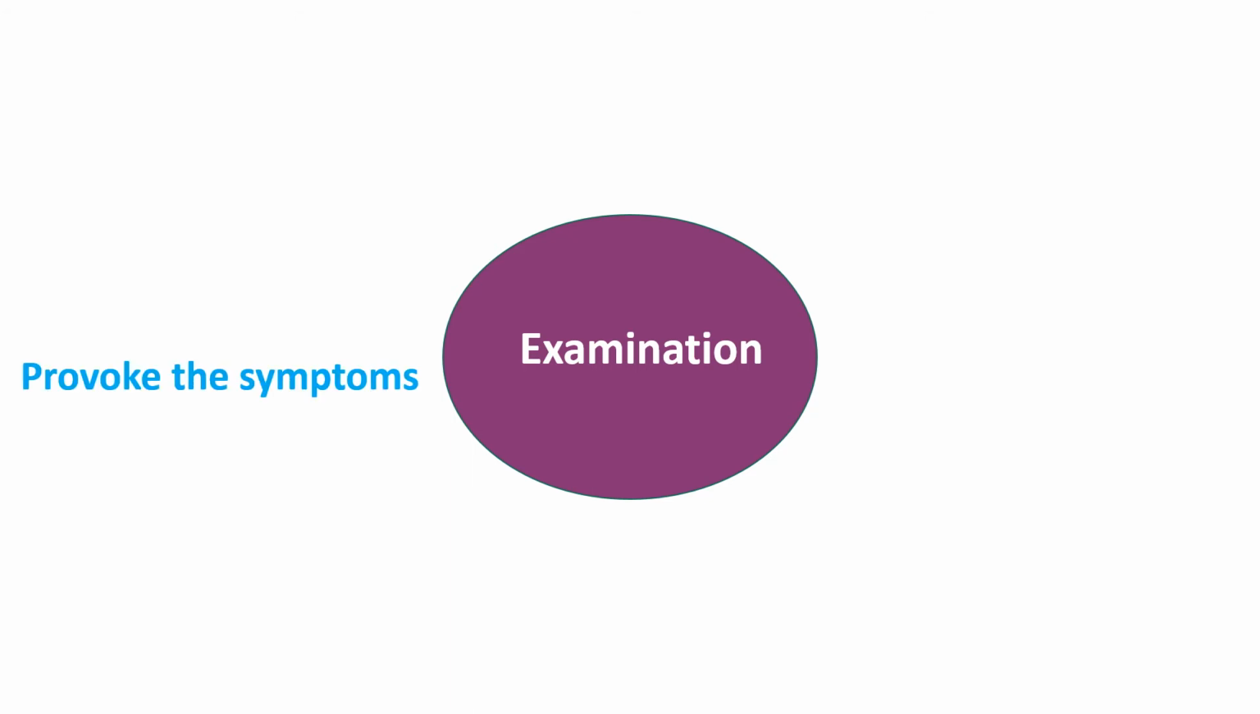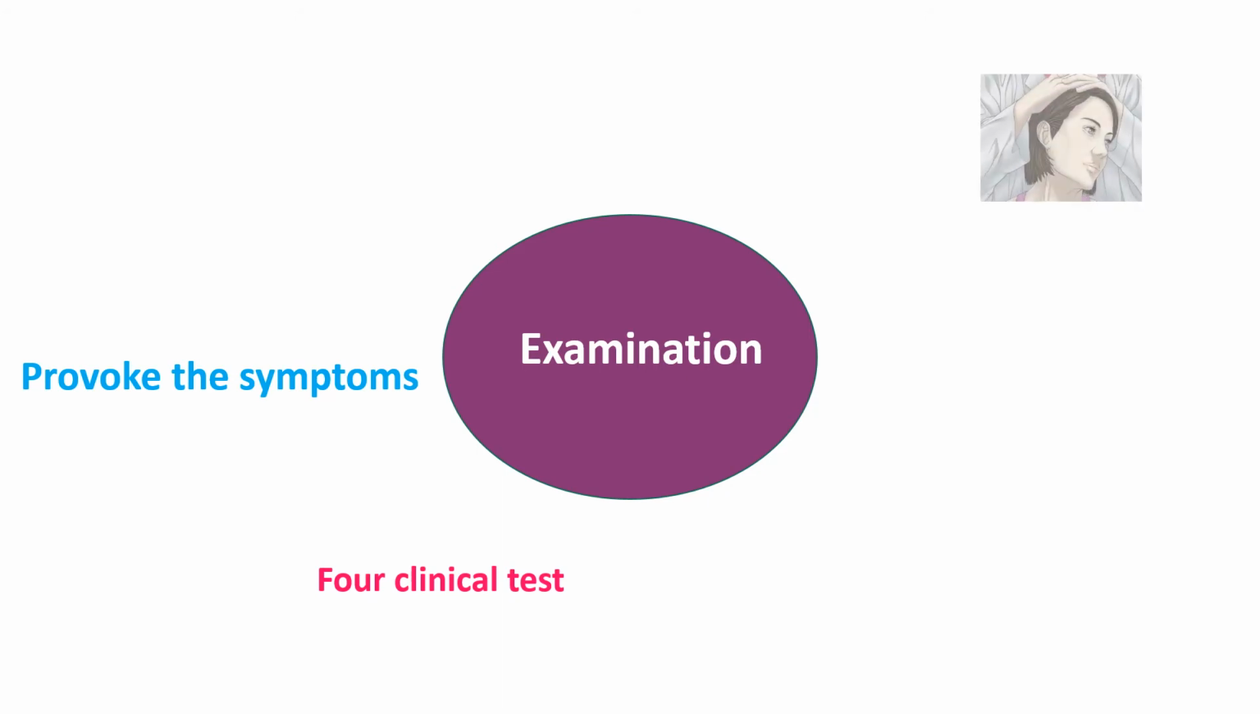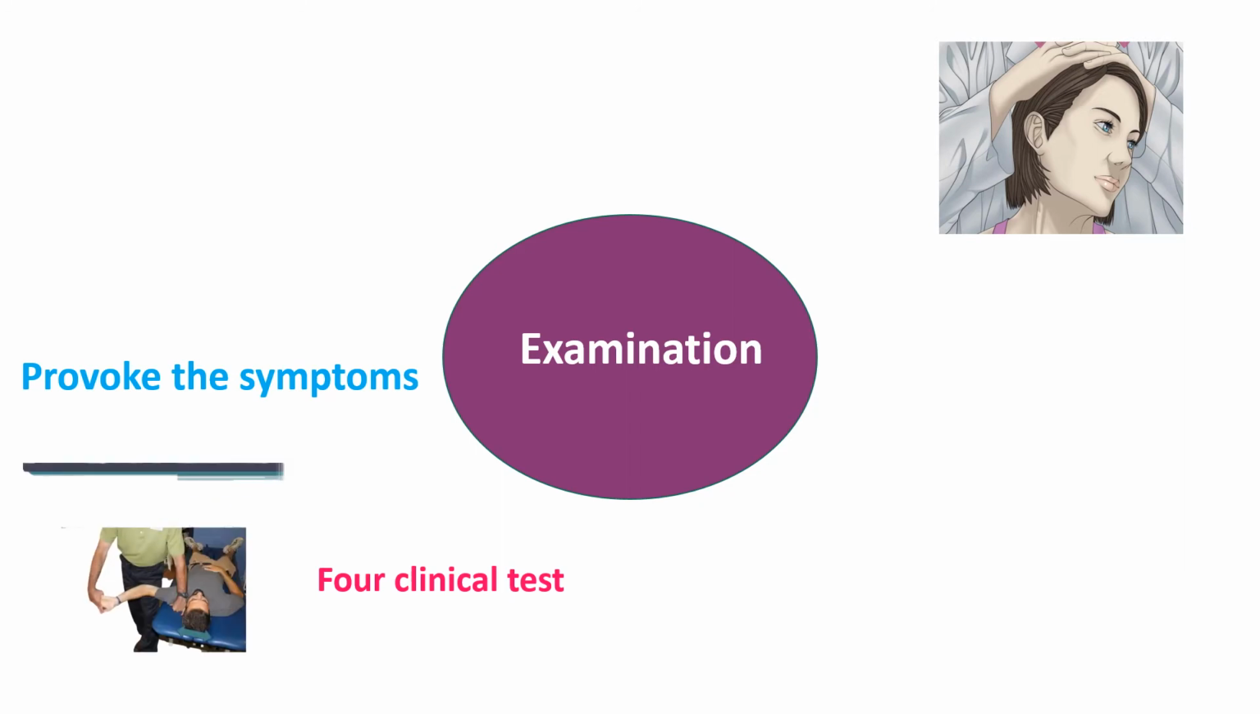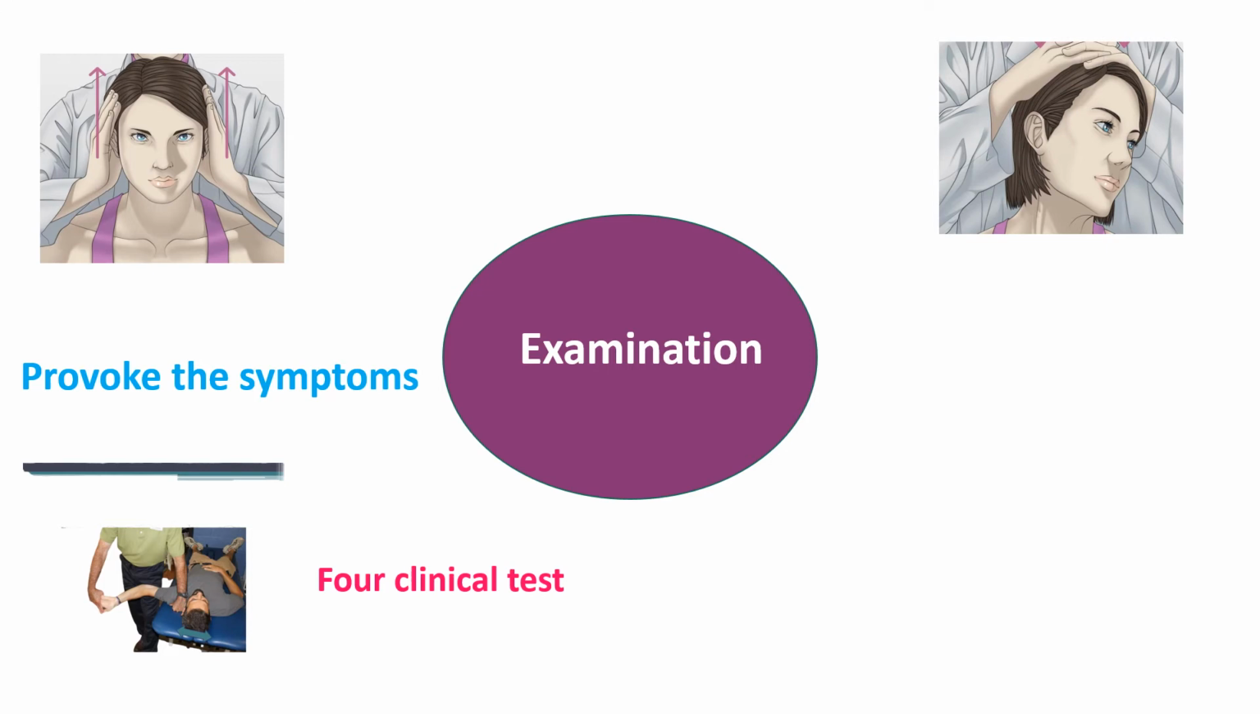Now I will tell you about the examination and special tests. The provocation tests are performed to provoke the symptoms. As per one research, four clinical tests are there to provoke the symptoms. When combined, they hold high diagnostic accuracy, and these are Spurling test, upper limb tension test, distraction test, and cervical rotation range of motion test.